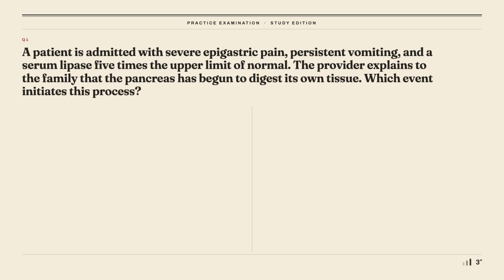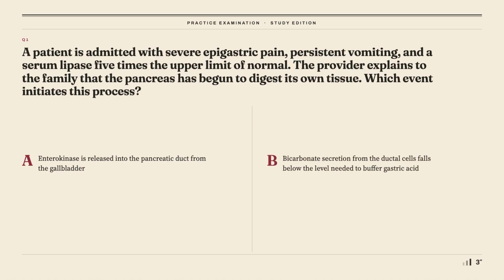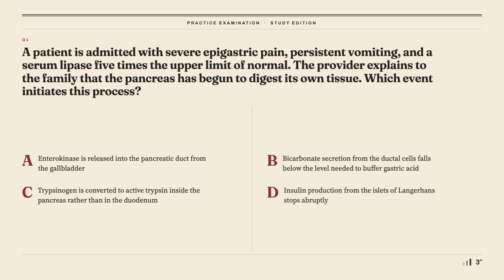Your options are: A. Enterokinase is released into the pancreatic duct from the gallbladder. B. Bicarbonate secretion from the ductal cells falls below the level needed to buffer gastric acid. C. Trypsinogen is converted to active trypsin inside the pancreas rather than in the duodenum. D. Insulin production from the islets of Langerhans stops abruptly. Which one is it? Pause the video if you need more time.